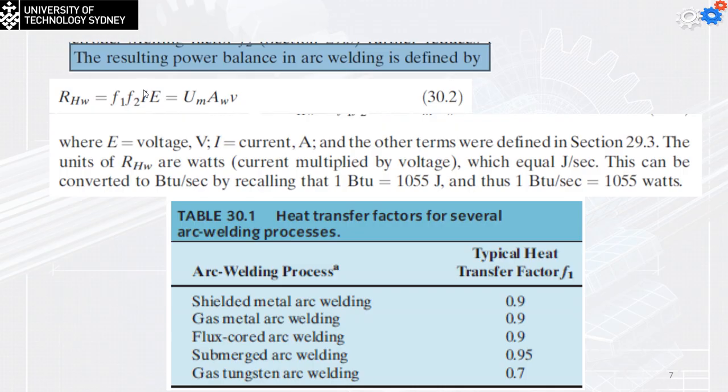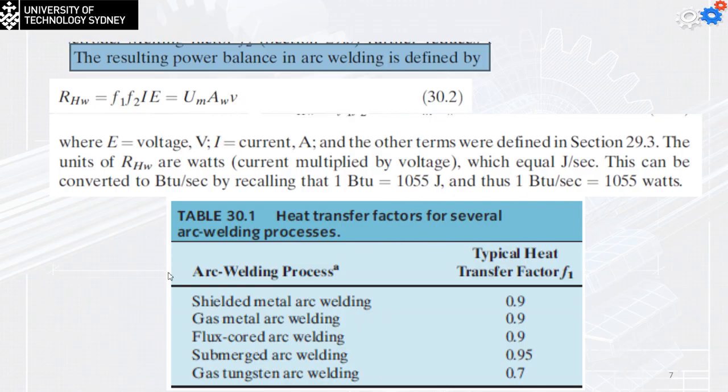Okay, so you know that the power actually is the I multiplied by the V, or the current multiplied by the voltage. And this will be the same as the UM multiplied by the AW multiplied by the V I just explained to you earlier. Now, let's go and see how we can find this one. So once again, the E is the voltage in volt, I is the current in ampere, and the other terms again are defined already in 29.3, which is the efficiency 1, efficiency 2. The RHW is going to be in watt, which is the current multiplied by the voltage, which is equal in joule per second. This can be converted to BTU per second, but we don't do that here.